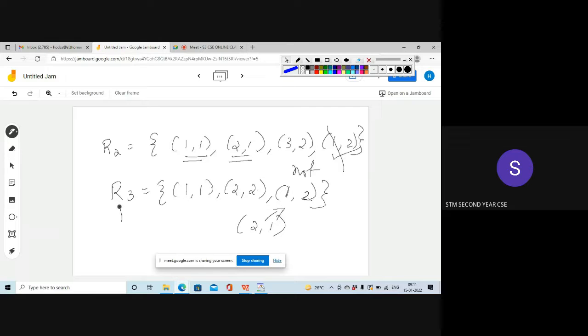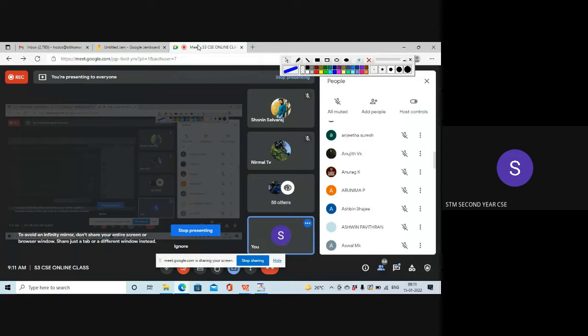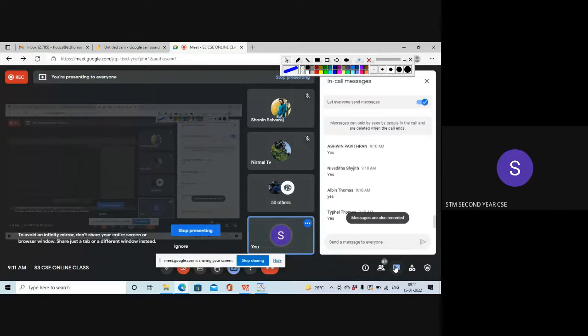So we say that this is anti-symmetric. It satisfies the anti-symmetric property. If (2,1) were present, then it is not anti-symmetric. Since (2,1) is not present, it is anti-symmetric. Okay, so did you understand the anti-symmetric property? So that is the anti-symmetric property.